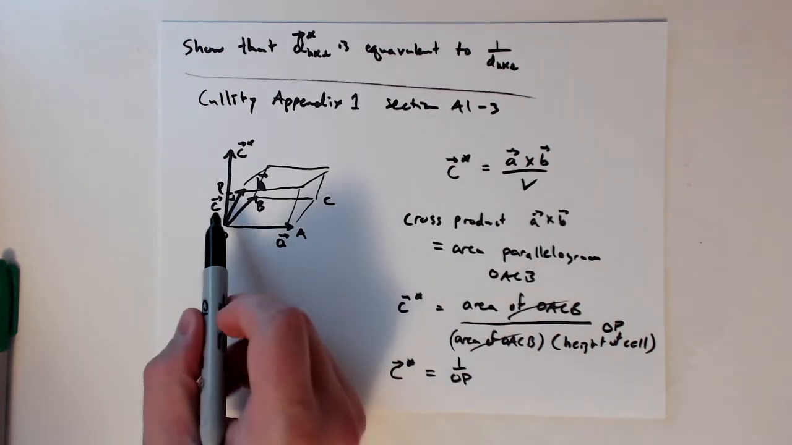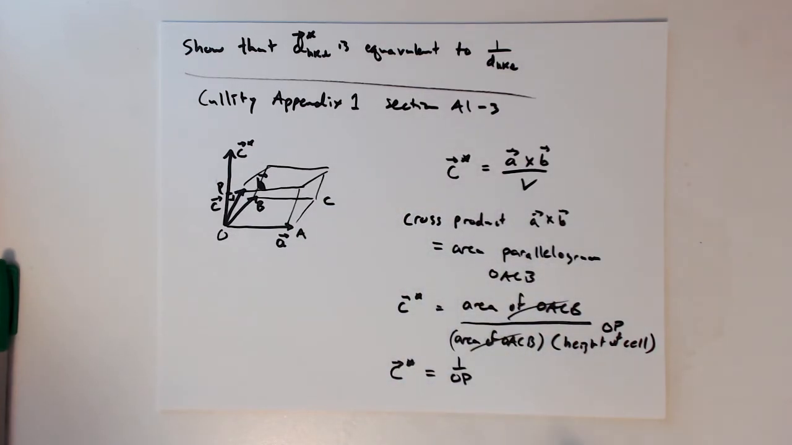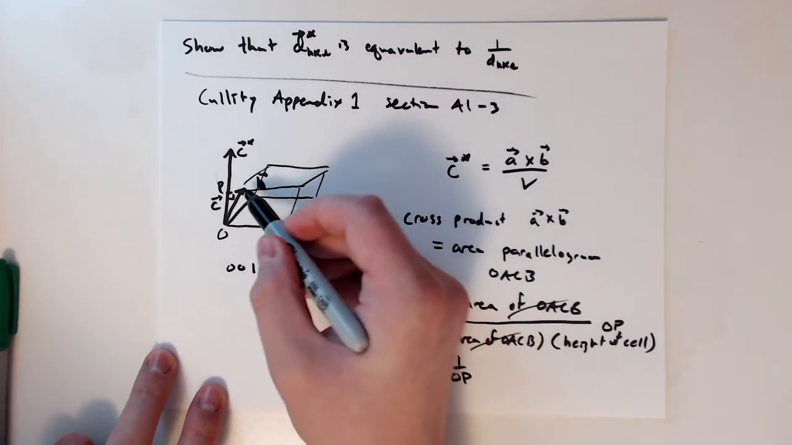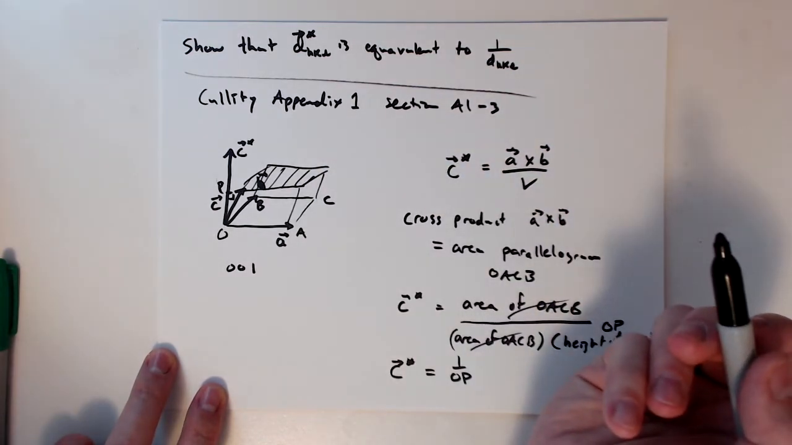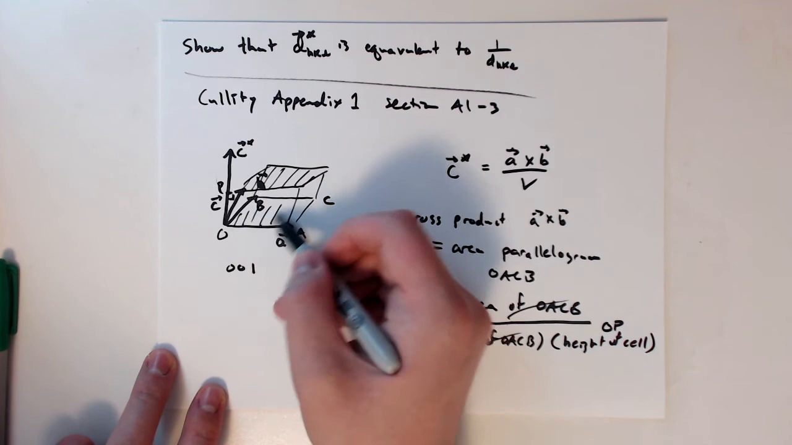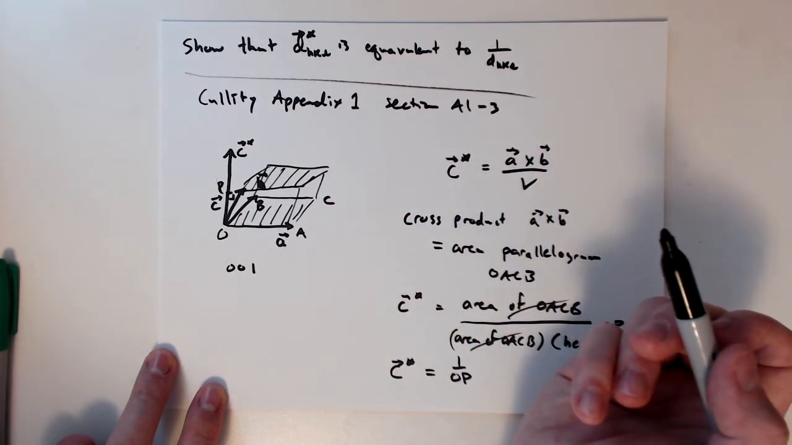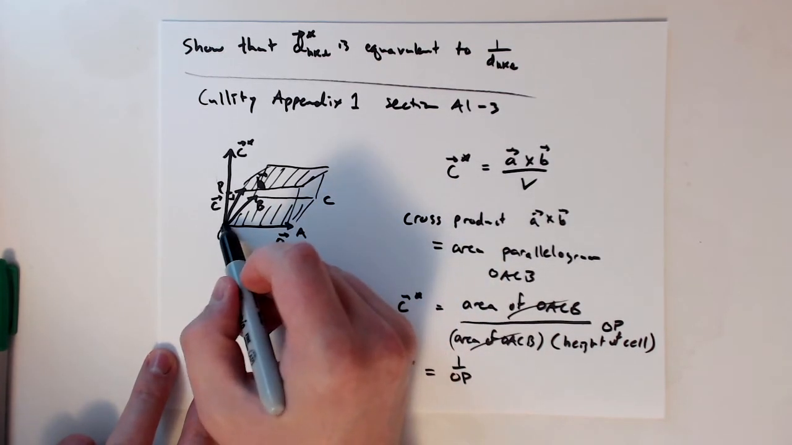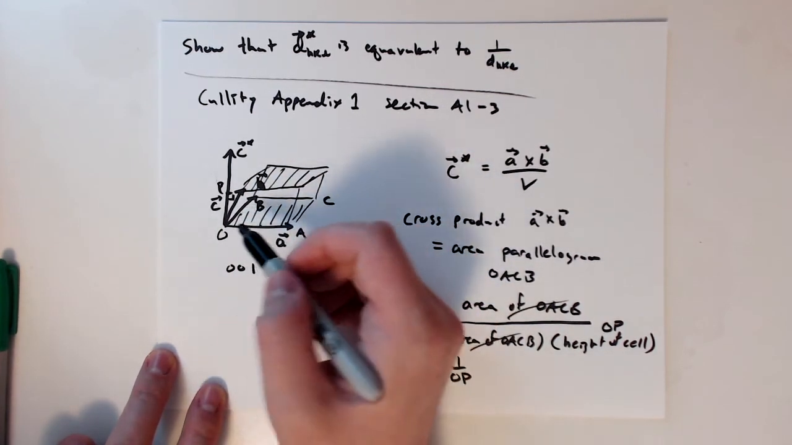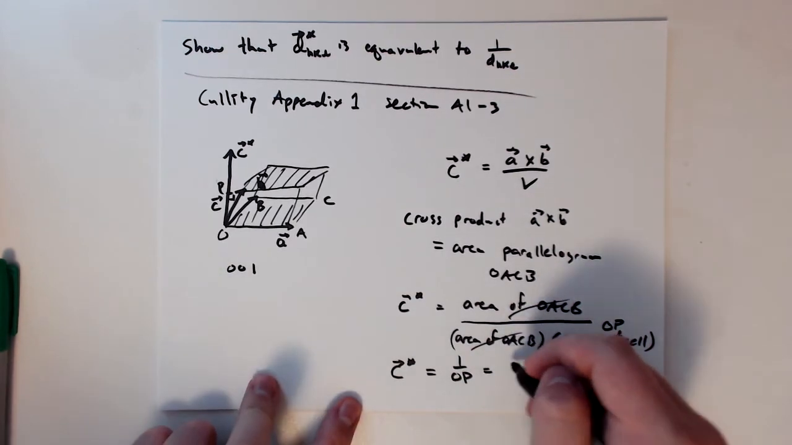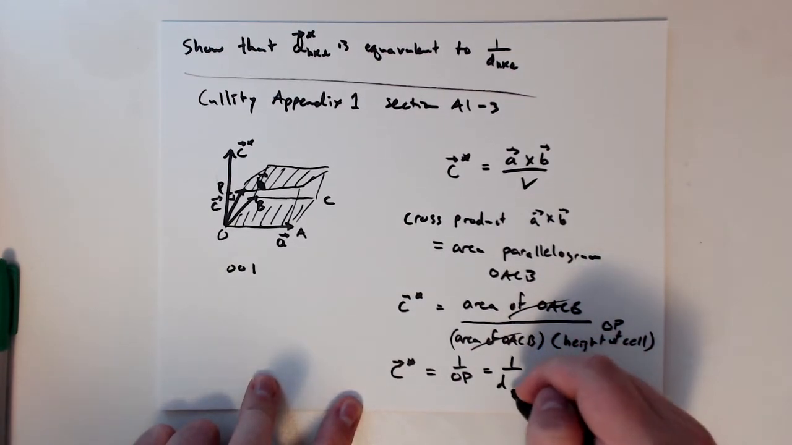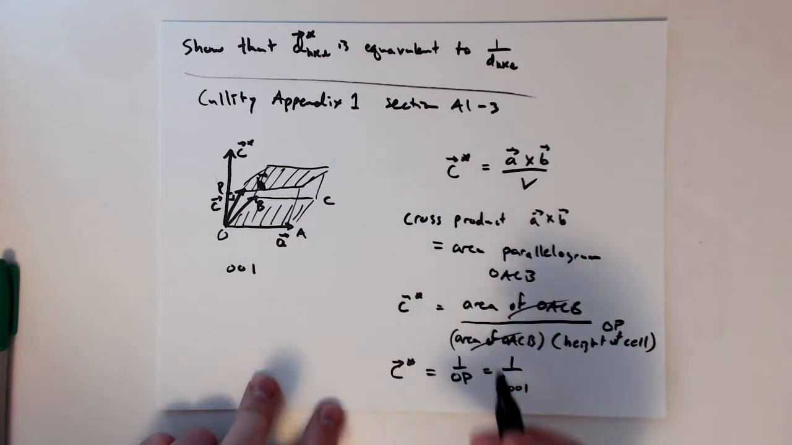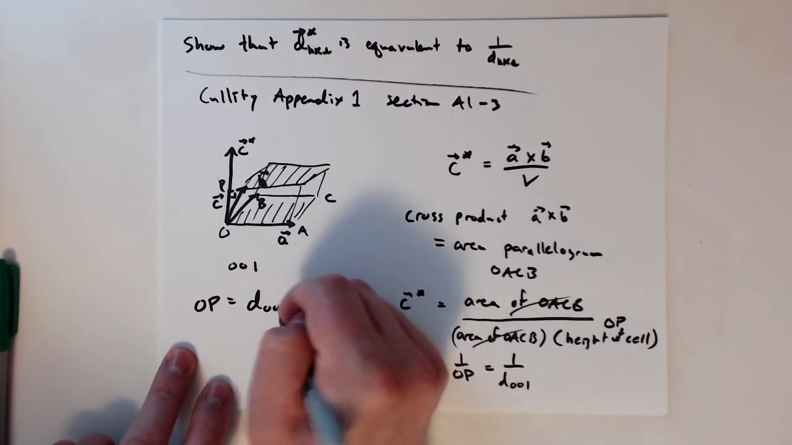Well, if we think about what OP is, right? If we think about the 0, 0, 1 plane, that would be this plane up here. And then we would also have a plane down here that's also of the type 0, 0, 1. Well, the distance between those planes is equivalent to the length OP, right? That length OP is the same as saying we have 1 over the d spacing of 0, 0, 1. Because OP is the same as d001, right?